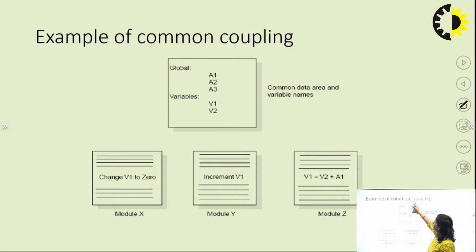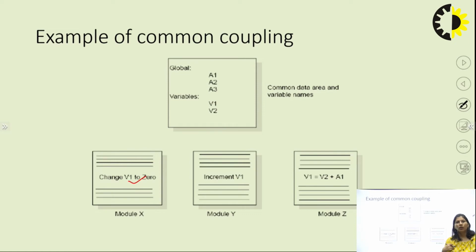Global data is here: global variables A1, A2, A3 and V1, V2. It is a common data area, and these are the common area variables. Say I have three modules, X, Y and Z. If module X sets V1 to 0, the value of V1 will be changed to 0. And module Y is incrementing the value of V1.